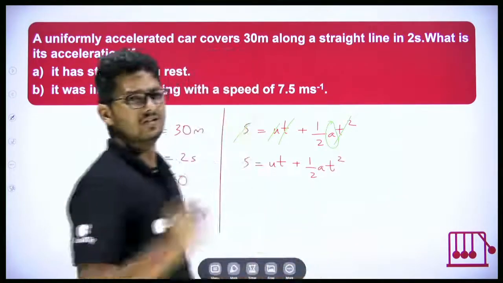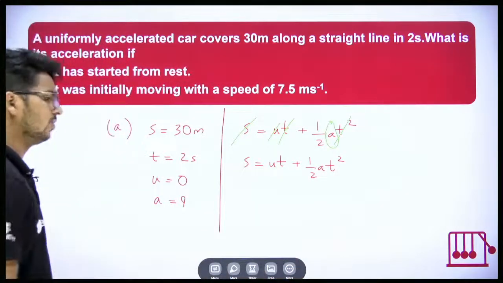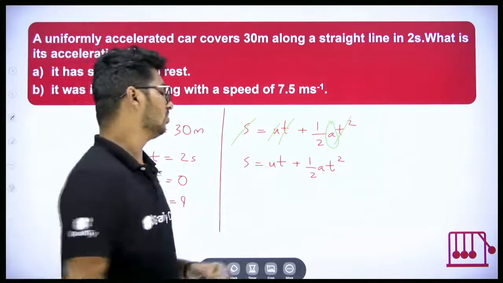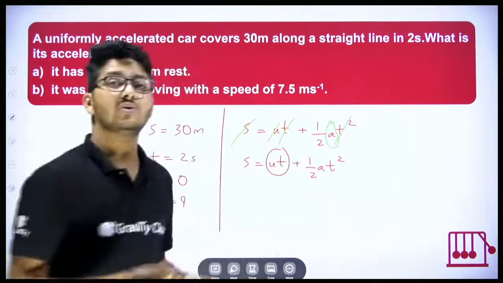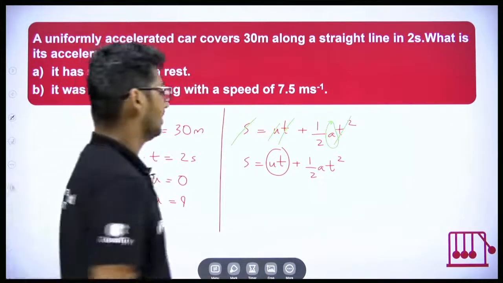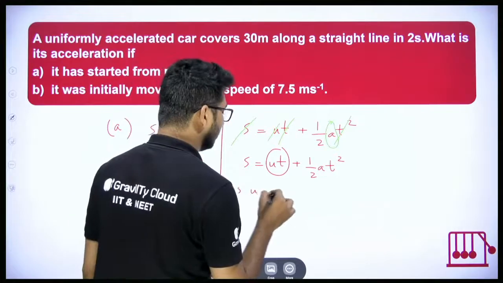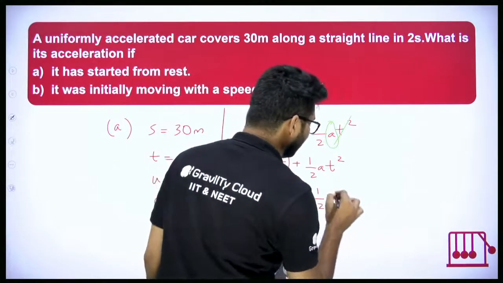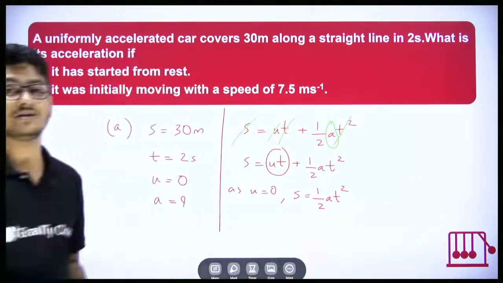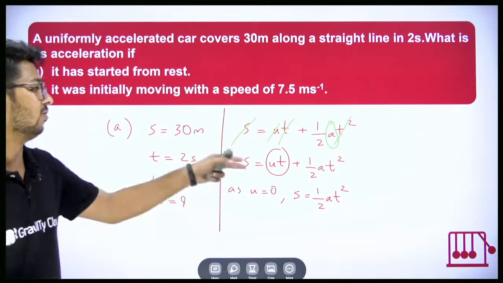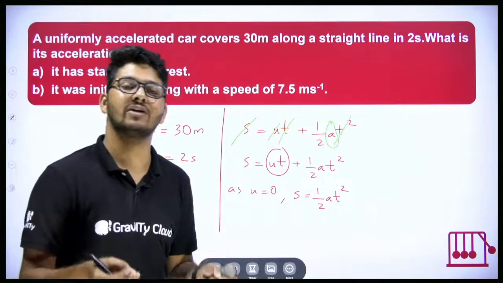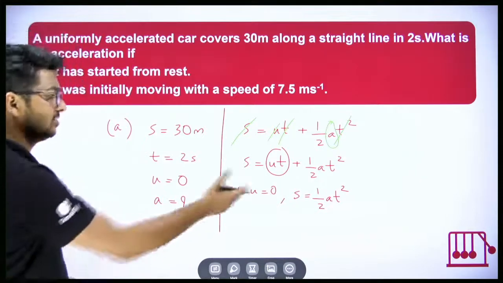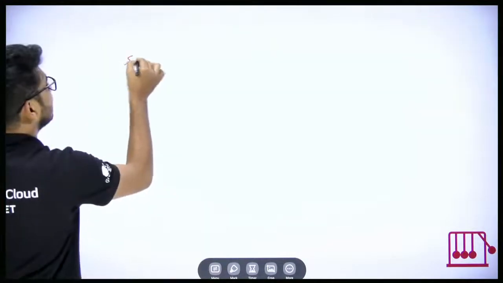There's one more interesting thing, I'll tell it to you now. Here u is given as 0. So when u is given as 0, this complete term ut becomes 0. So I can directly say as u is equal to 0, I can just neglect that term. I can say s is equal to half at square. This formula reduces to s is equal to half at square. It becomes very simple. Okay, can we use that directly now? We can use it.